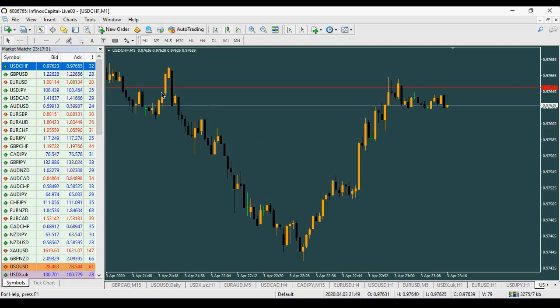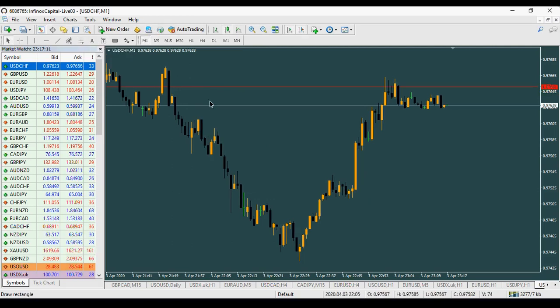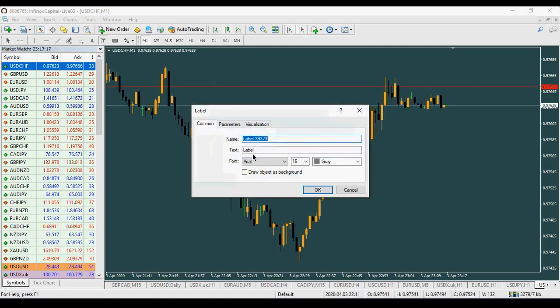Let me just delete this. Now, I want to write on the chart. I can use the draw text or the draw text label. Either of these two you can use to write on the chart. So let me bring this up. Text. I click it on the chart.